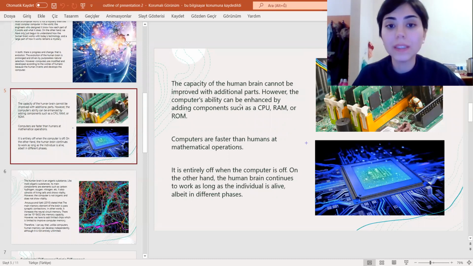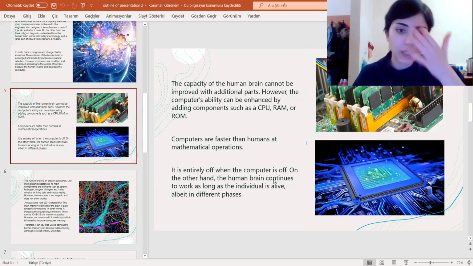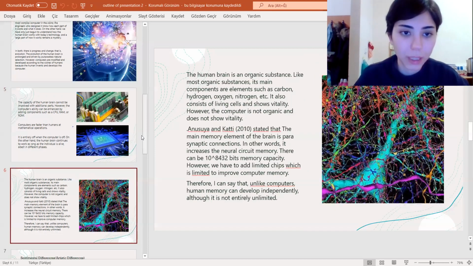However, the computer's ability can be enhanced by adding components such as CPU, RAM, or ROM. This is RAM and this is CPU. Computers are faster than humans at mathematical operations and some other operations. It is entirely off when the computer is off. On the other hand, the human brain continues to work as long as the individual is alive, albeit in different phases. Otherwise, it means death.